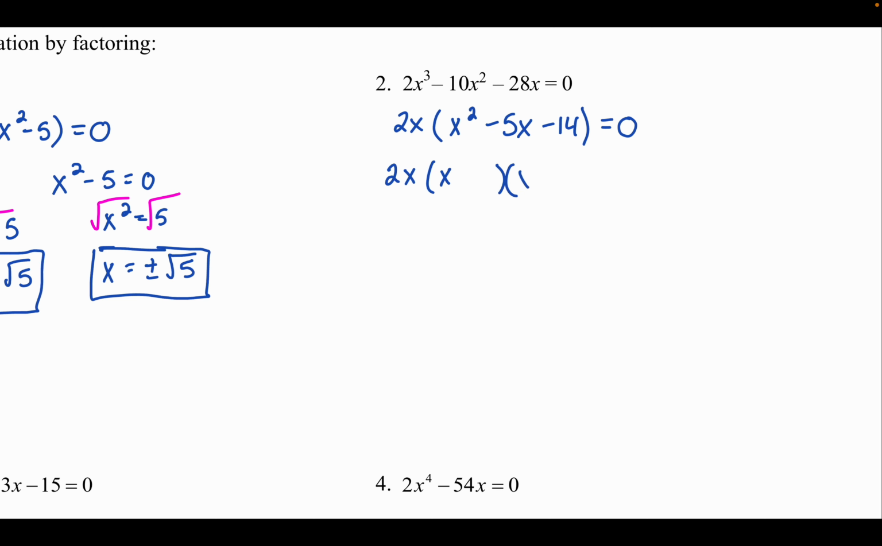If you want to pause the video and take a moment to try and figure out the factors, please go ahead and do so. They are x minus 7 and x plus 2. Okay. So now what we do, I can't factor anymore, so I'm just going to go ahead and set each of those factors equal to 0.